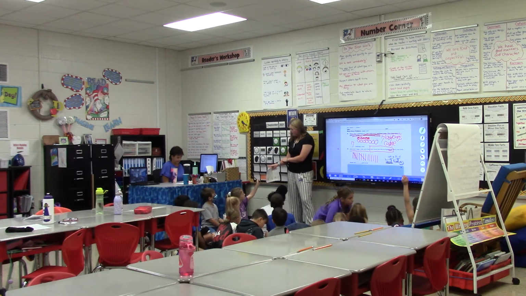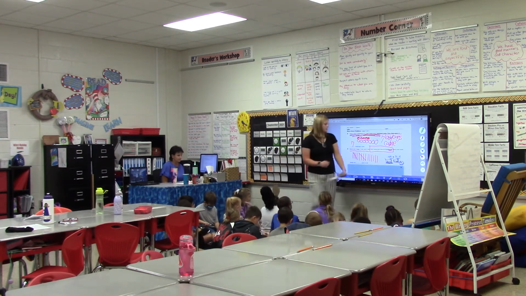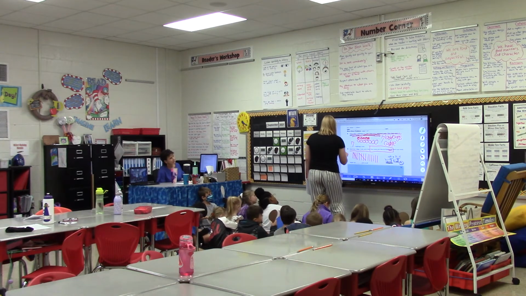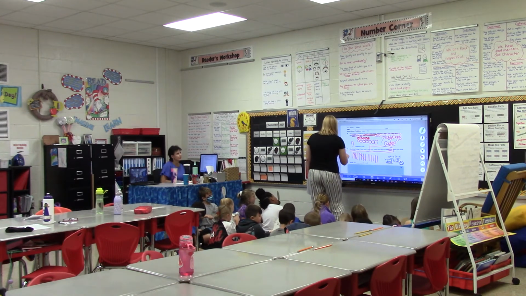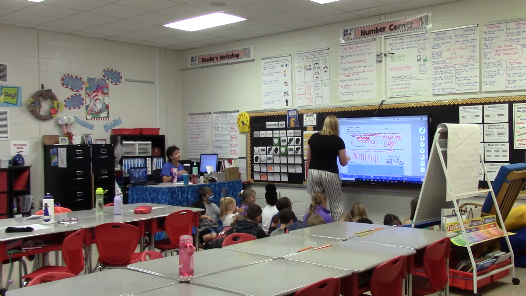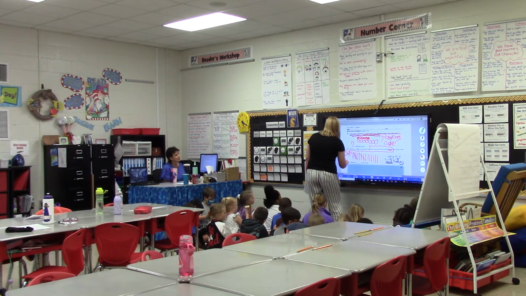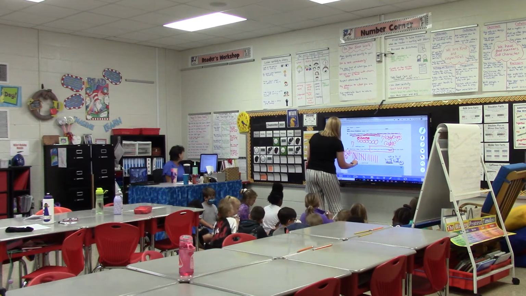Oh yeah. So Elsie did a number sentence. So this is what Elsie did. She did 3 plus 5 plus 8 to get 16 pets in all.